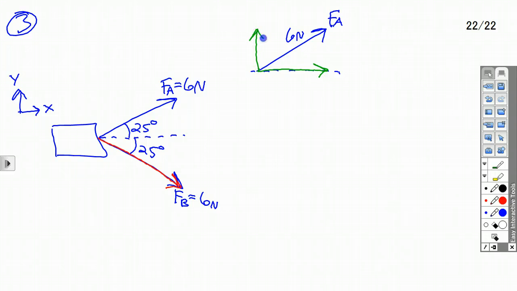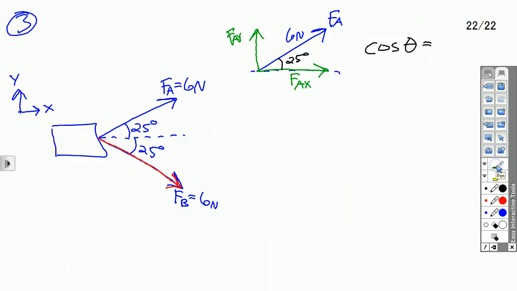I want to find its horizontal component that way, and a vertical component that way. So I want to find FAX and FAY. What I have to do that with is that angle right here, 25 degrees. So I need to use some trigonometry to do that. Now the cosine of that angle would be adjacent over hypotenuse.